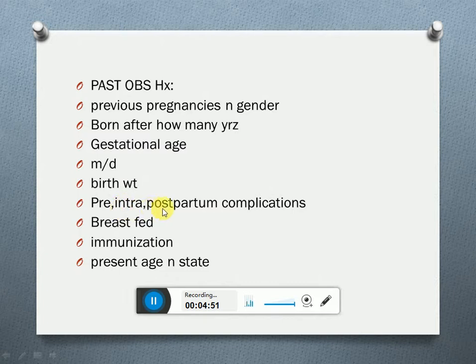Then about the complications, whether the patient had any antepartum complications, any intrapartum or postpartum complications, you have to mention that. Then about the immunization status and breastfeeding of the patient. And lastly, you have to mention what is the present age of each of the children and what is their mental and physical state now.